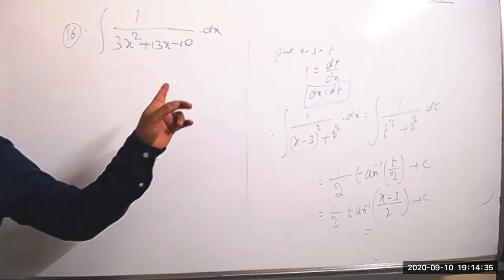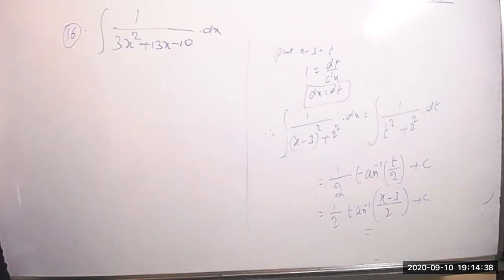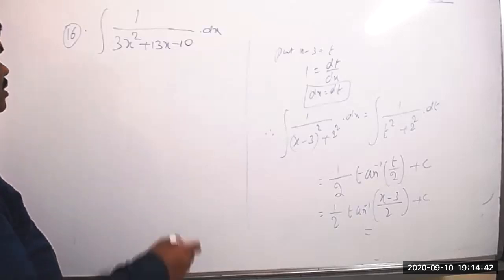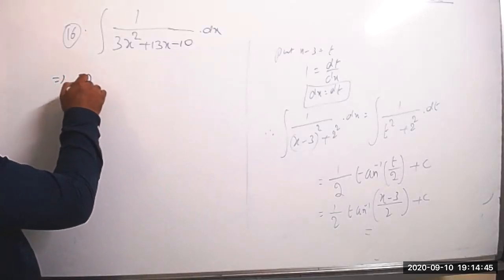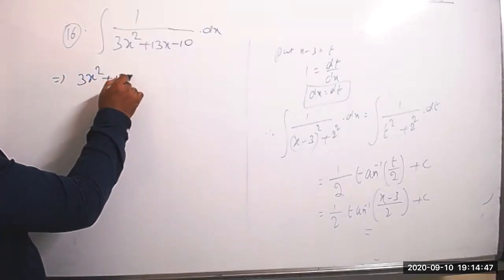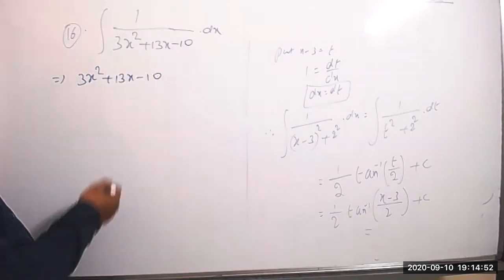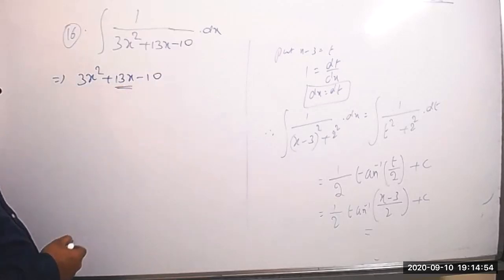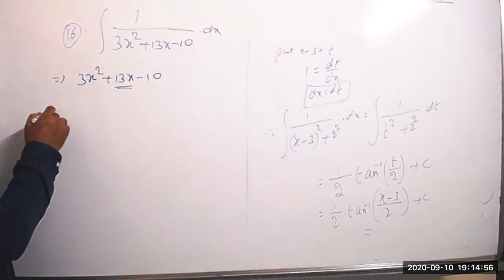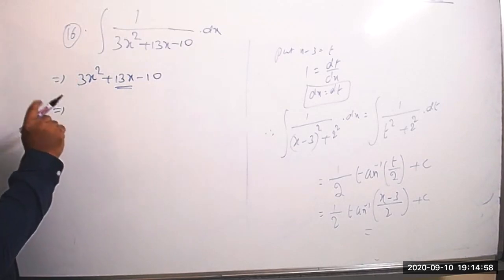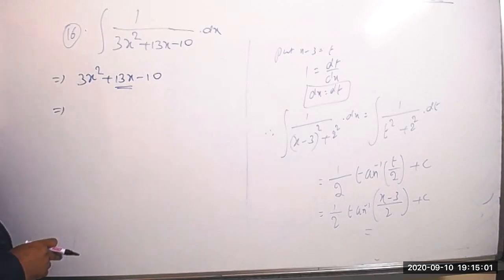Solve this one now. Integration of 1 by 3x square plus 13x minus 10 into dx. Here also it is the same thing. First take the quadratic expression 3x square plus 13x minus 10 and apply the completing the square method. We have to write it as a plus b whole square. But here 3 is there, so first you can divide this entire equation by 3.